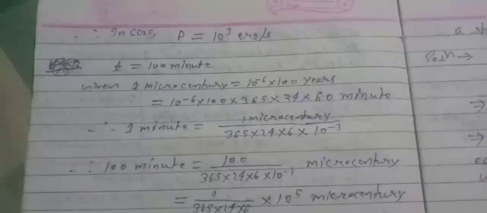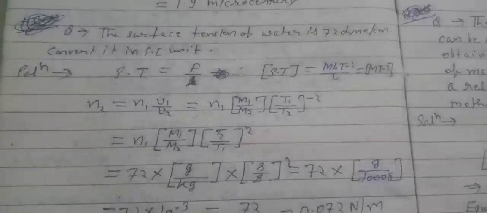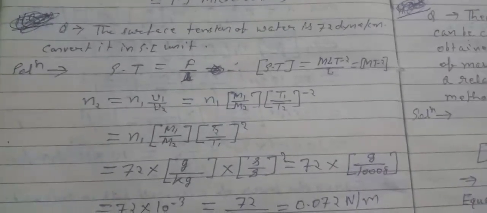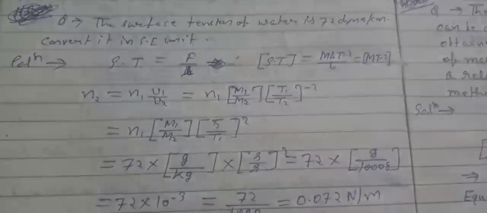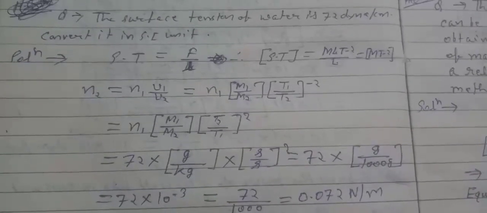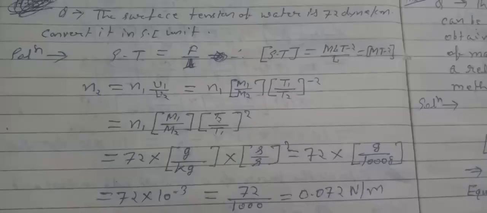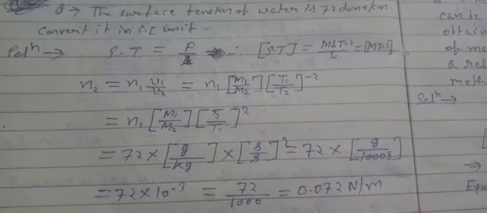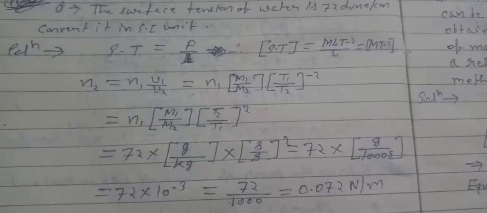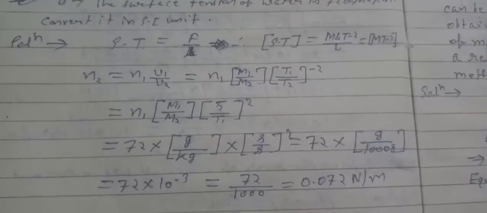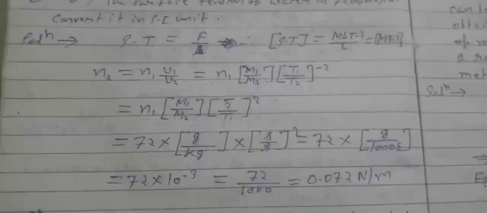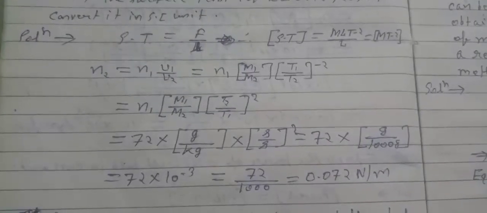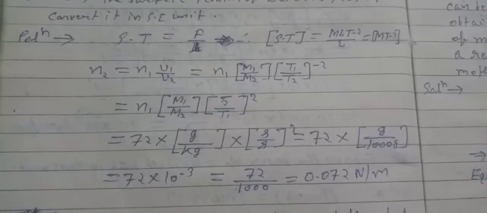Question. The surface tension of water is 72 dyne per centimeter. Convert it in SI unit. We have the formula for surface tension equals F by L. Hence dimensionally, surface tension equals M L T^-2 by L, which is M T^-2. So now use the formula n2 equals n1 into (M1 by M2) into (T1 by T2) to the power minus 2.